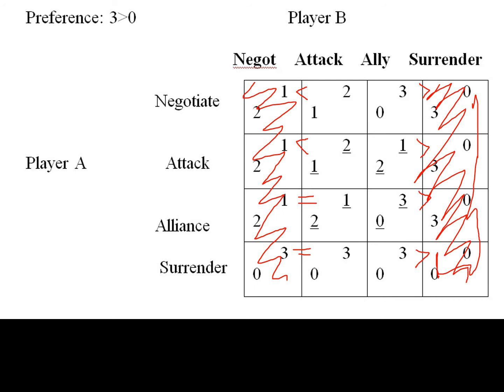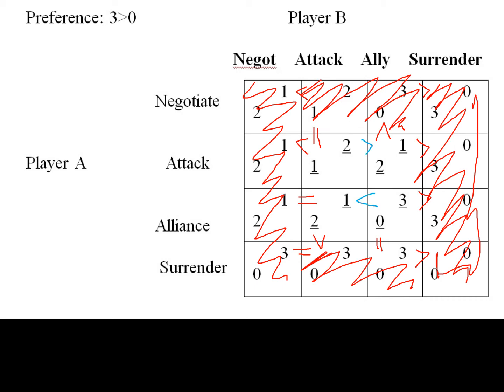Okay, so we're going to rotate and look now at player A. So player A has a choice that's much reduced because cells have been eliminated for both players. So player A would compare negotiate or attack. And we can see that for the choice of negotiate and attack, 1 and 1 are the same, and 2 is better than 0. So player A would never choose to negotiate. We could also compare alliance and surrender for player A. We can see that 2 is better than 0, but 0 and 0 are equivalent. So player A would never choose to surrender. So what we are left with are the 4 central cells. So let's see if we can find some dominated strategies there.